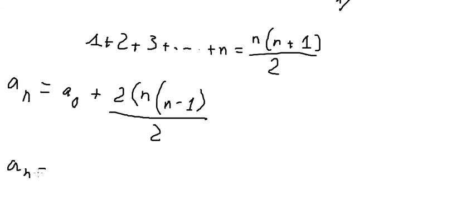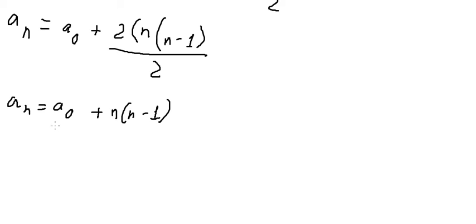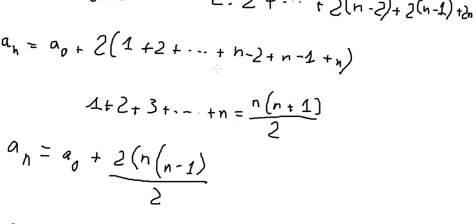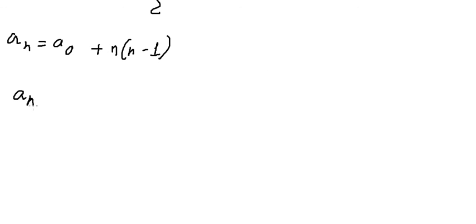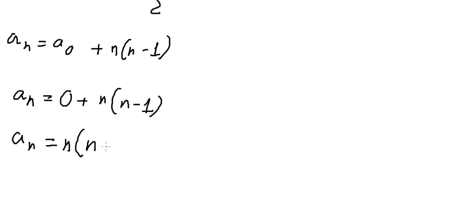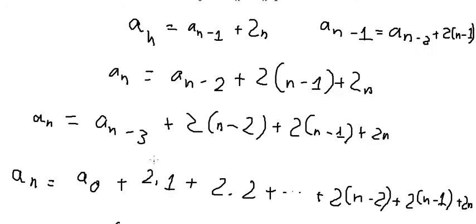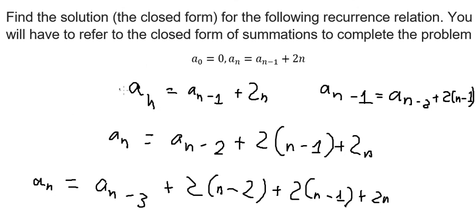So we have a_n equal to a_0 plus n multiplied by (n-1). And a_0, we know that this is 0 in here. And we have n multiplied by (n-1). And this is the closed form of the solution.